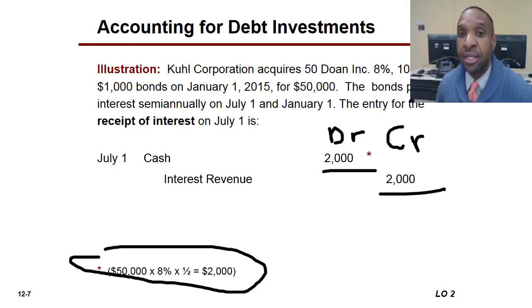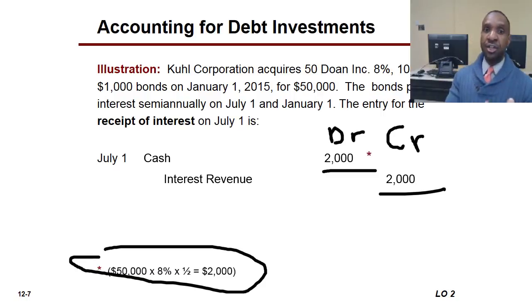So let's take a look at this. Now this is when interest is being received. Cool Corporation acquired those 50 Doan Inc. 8% bonds, 10 years. So they mature in 10 years. That was done on January 1st, 2015 for $50,000. Now, key point, the bonds pay interest semi-annually. That's every 6 months, so on July 1st and January 1st, right? So now we're going to record the entry for the interest. And like I said, conveniently, the purchase was done on January 1st.